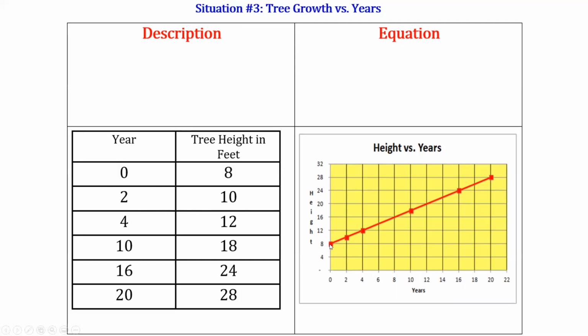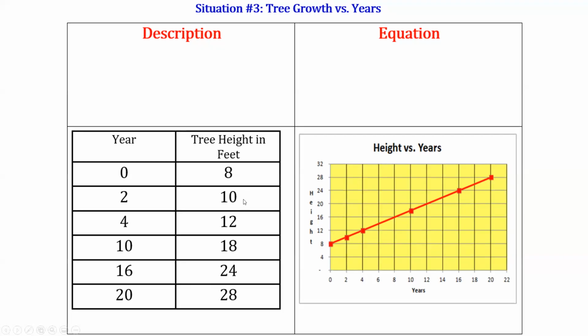0, 8 was my starting point. Then 2, 10, I had to do a little estimating. 4, 12 was perfect. And then 10, 18, I had to do a little more estimating. But it was halfway between 16 and 20, so it was not really estimating. It was kind of easy to do. And then the next one was 16, 24, and finally 20, 28.